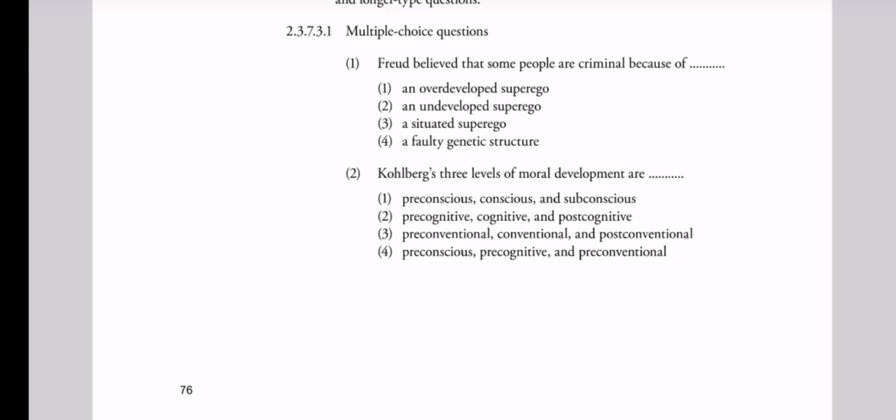Kohlberg's three levels of moral development are: I think the answer here is number three: pre-conventional, conventional, and post-conventional.